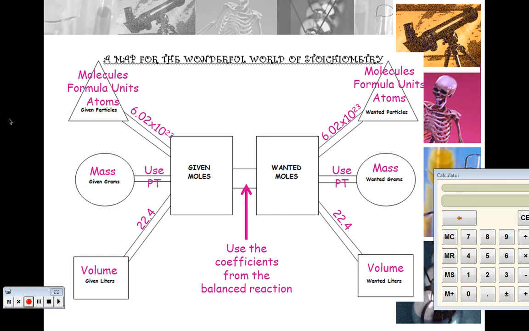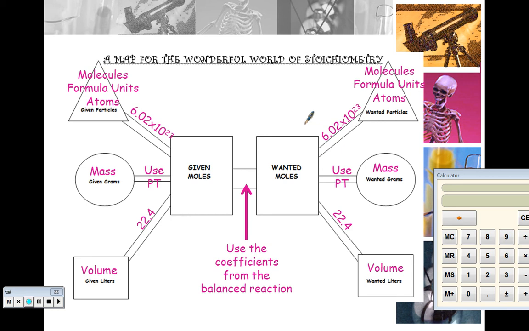So, important thing here is that you must first balance the equation before you use the coefficient. But understand that you do not use coefficients going from these to moles. But you only use coefficients going from this given moles to wanted moles.